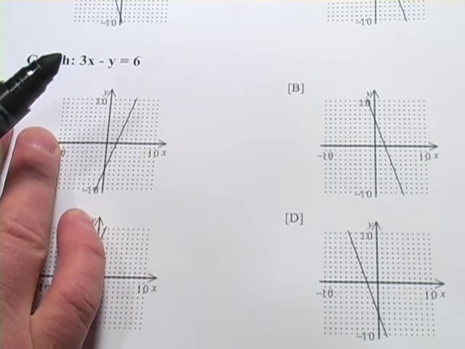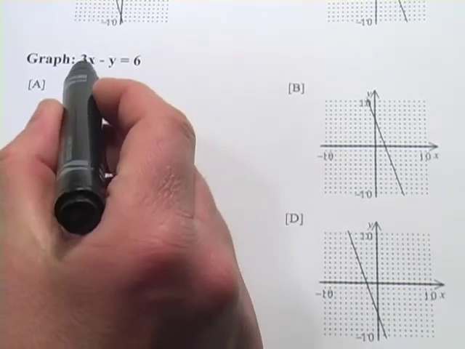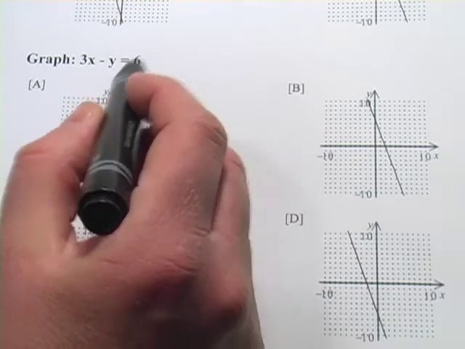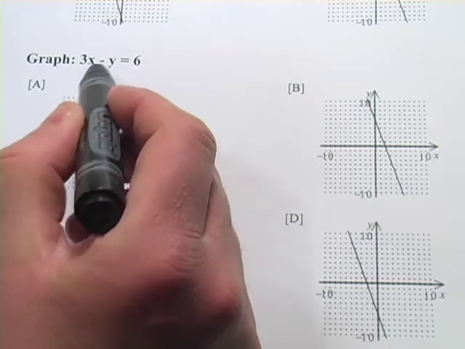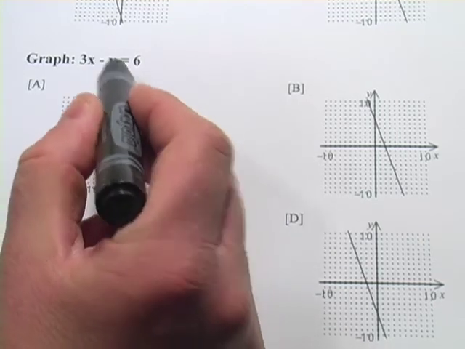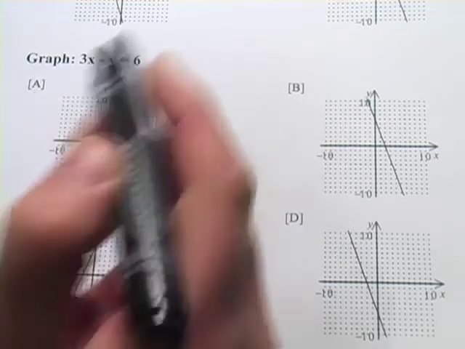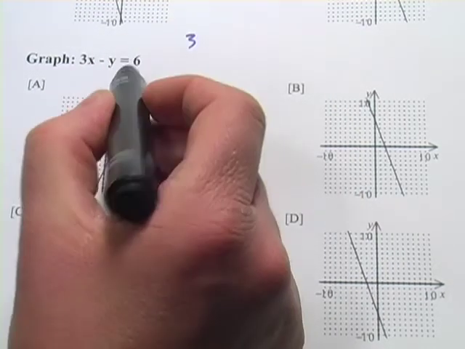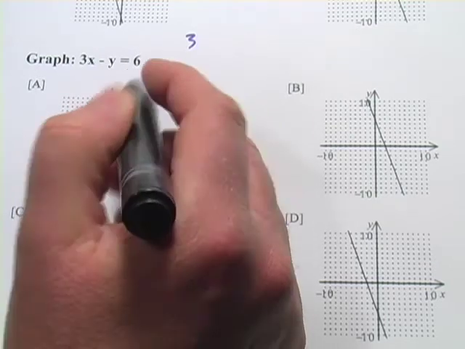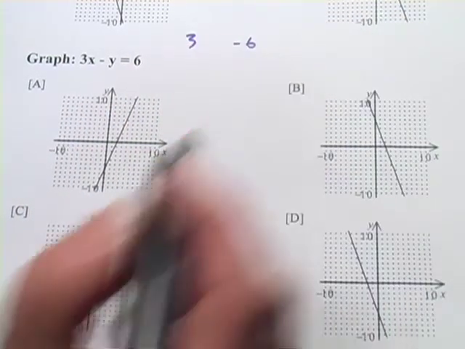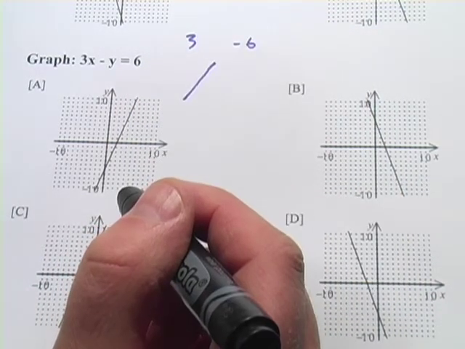Let's try one more here. Here we have 3x minus y equals 6. So if I were going to figure out the slope here without rearranging the equation, I would take the negative of the x coefficient, so negative 3, and divide it by the y coefficient, negative 3 divided by negative 1, because there's a minus in front of the y. So that would be a positive 3 for the slope. And then the intercept, I have to divide that by the y coefficient, so 6 divided by negative 1 equals negative 6. So it's going to be a slope of positive 3 and intersecting the y-axis at negative 6.